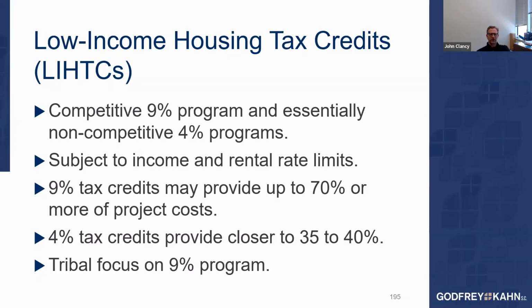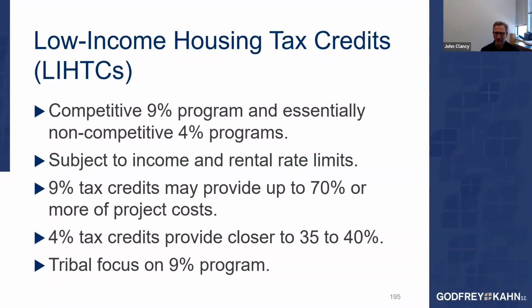But those 4% credits provide about 35 to 40%. I think they provide a little bit more percentage wise, rather than being like 70% versus 30%, as with the 9% credits versus the 4% tax credits. The one thing is, though, that there's also depreciation benefits for these buildings as well for the tax investors. So they tend to be a little bit better that way, but because of the big bang of the 9% tax credits, historically, tribes have always focused on the 9% program, even though the 4% program could also be available to them.